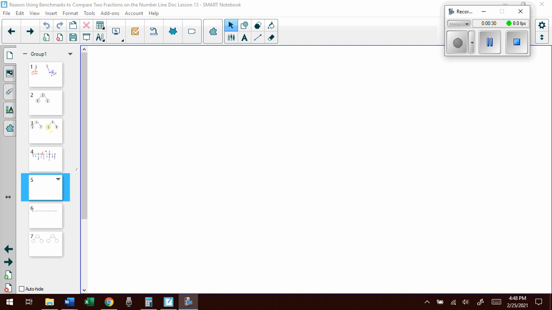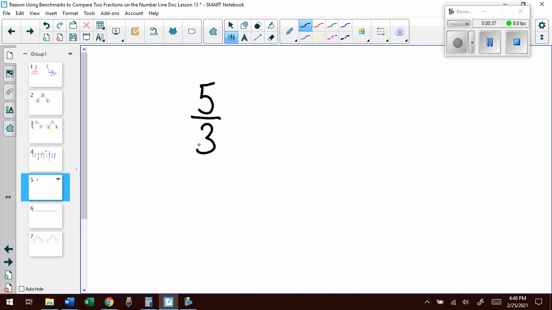The fractions that we're going to start with today, our first one is going to be 5/3. And our second one is going to be 9/5.